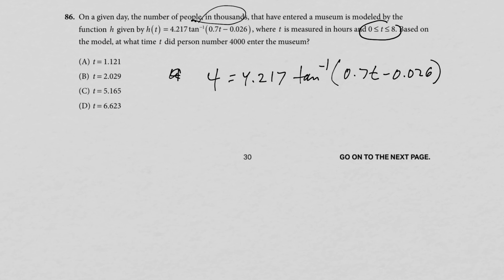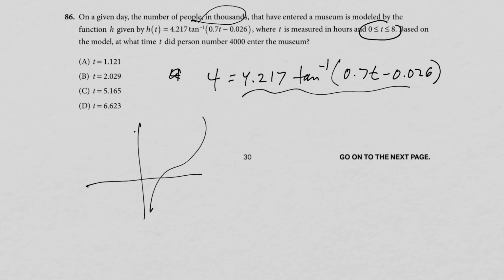Well, two ways to do this question. We could graph this thing. However, that's going to look something like that, and then graph 4 and see where they intersect. But I'm going to do it the non-graphing way. Start by dividing both sides by 4.217.